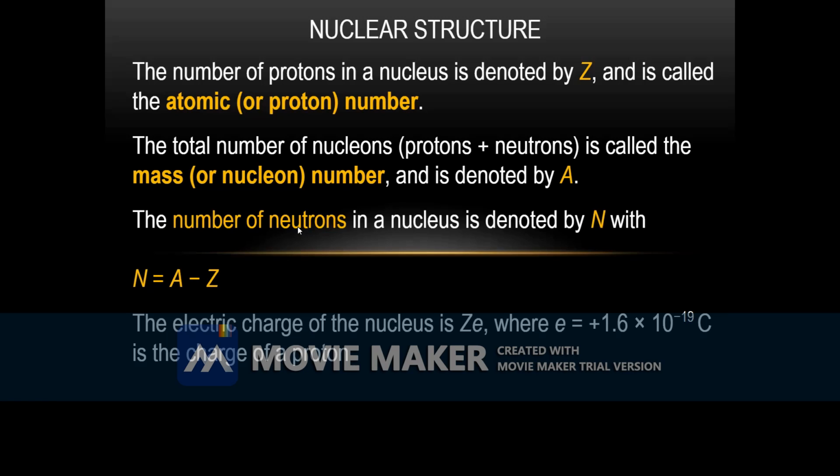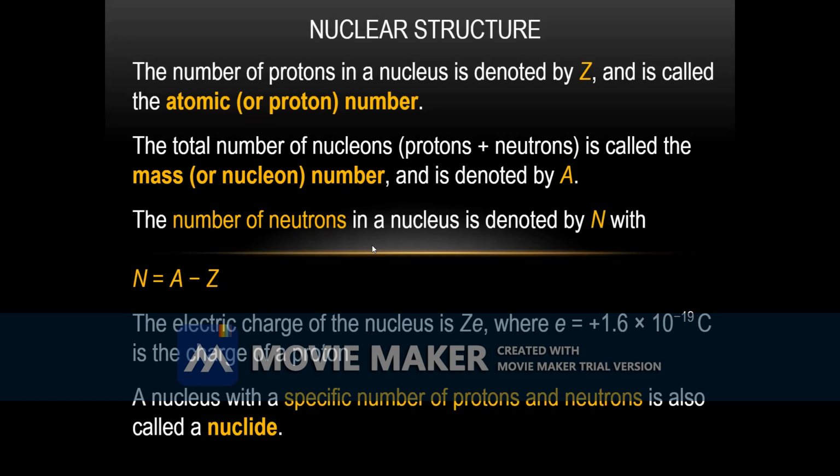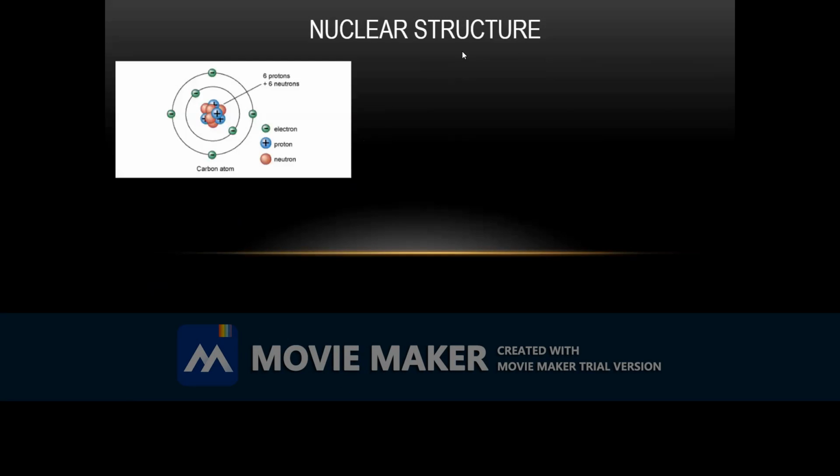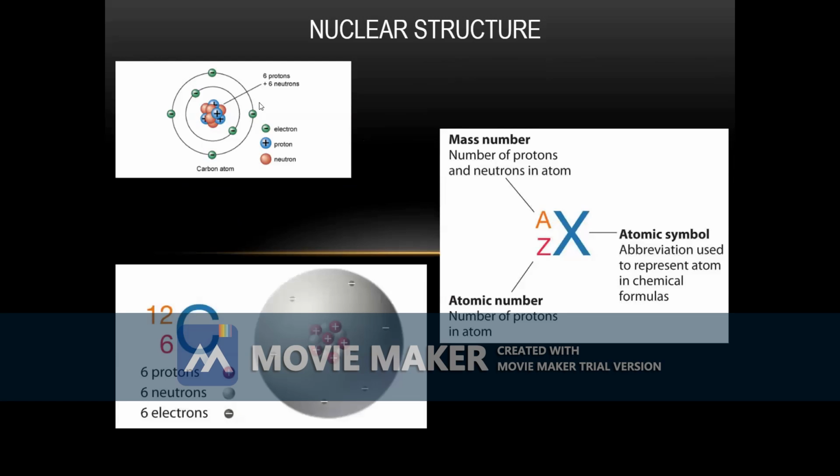The electric charge of the nucleus is Z times e, where e is plus 1.6 times 10 to the power of minus 19, the charge of a proton. A nucleus with a specific number of protons and neutrons is also called a nuclide. Here you can see some diagrams that show the structure of the nucleus with electrons, protons, and neutrons. And here is a visual representation of the mass number, atomic symbol, and atomic number placement.